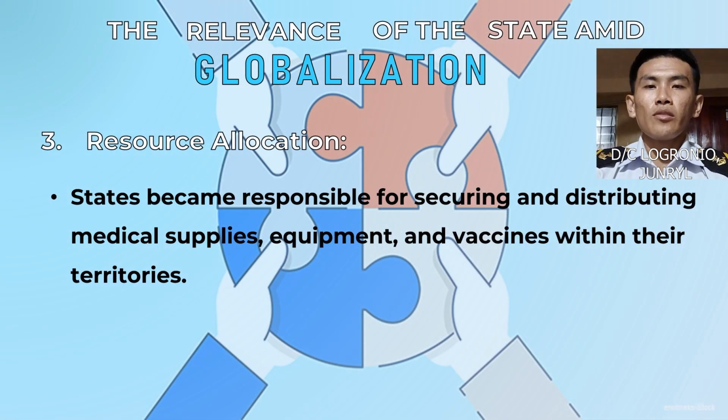The third one is resource allocation. States became responsible for securing and distributing medical supplies, equipment, and vaccines within their territories. The pandemic underscored the importance of state capacity to manage and allocate resources effectively in times of crisis.